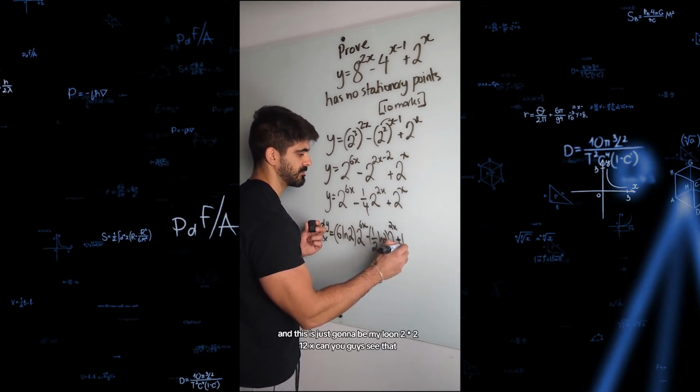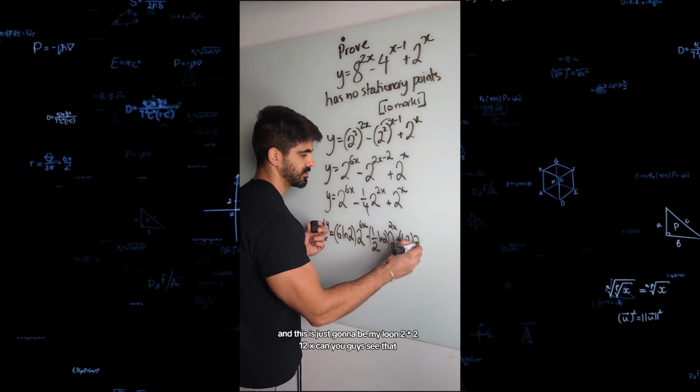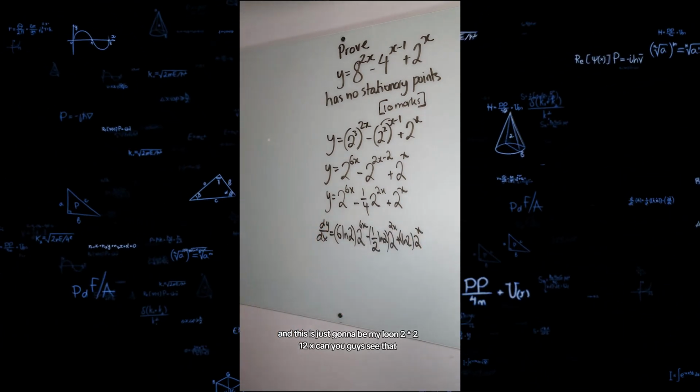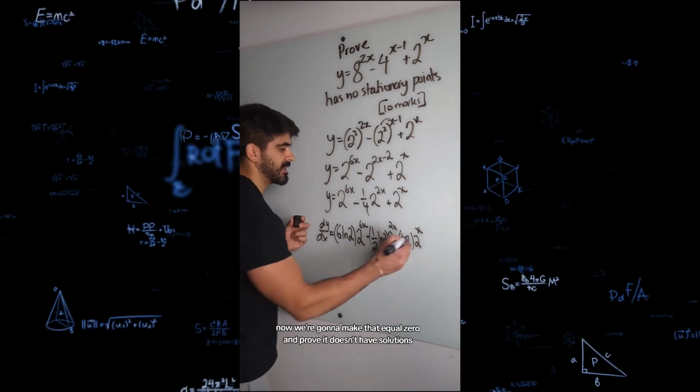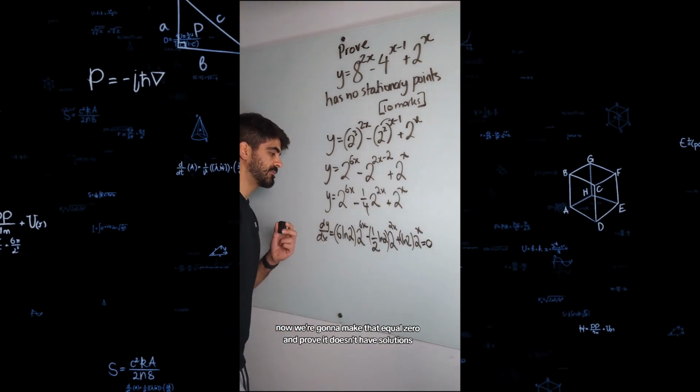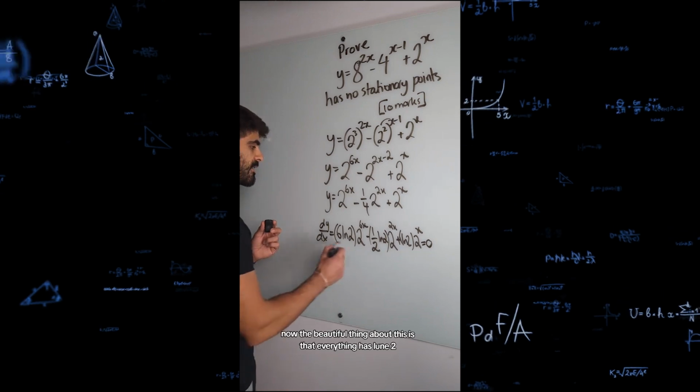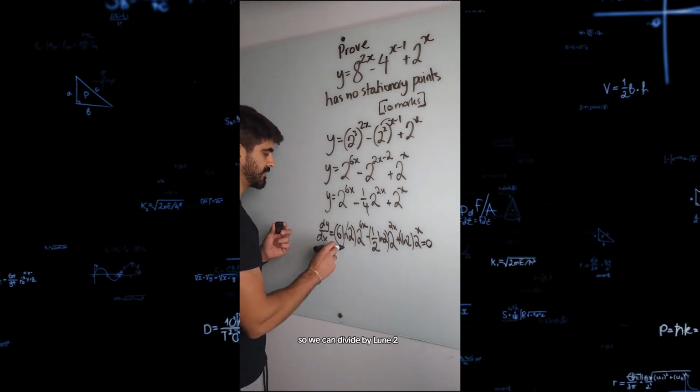And this is just going to be my ln 2 times 2 to the power of x. Can you guys see that? Yep, cool. Now, we're going to make that equal 0 and prove it doesn't have solutions. The beautiful thing about this is that everything has ln 2, so we can divide by ln 2.